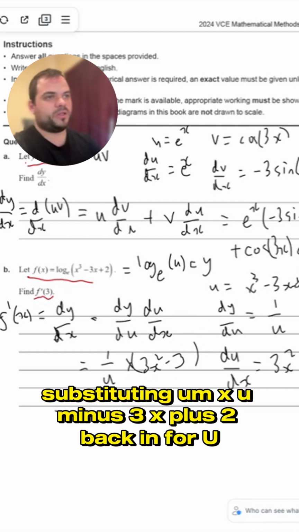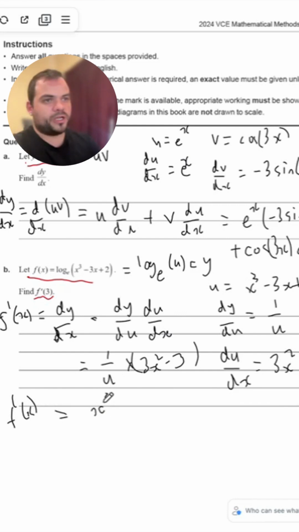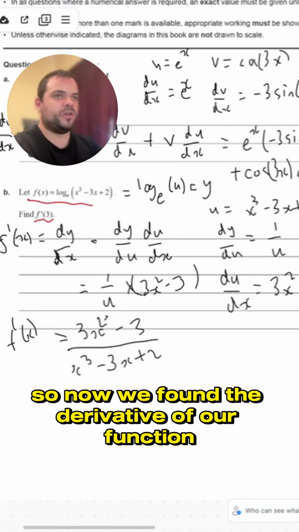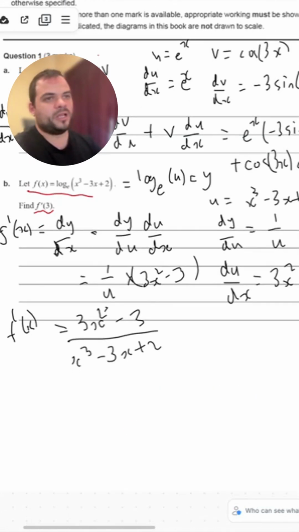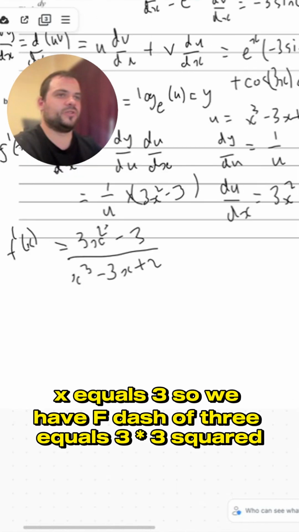Substituting x cubed minus 3x plus 2 back in for u, we get f'(x) is (3x squared minus 3) divided by (x cubed minus 3x plus 2). So now we've found the derivative of our function. We want to evaluate it at x equals 3.